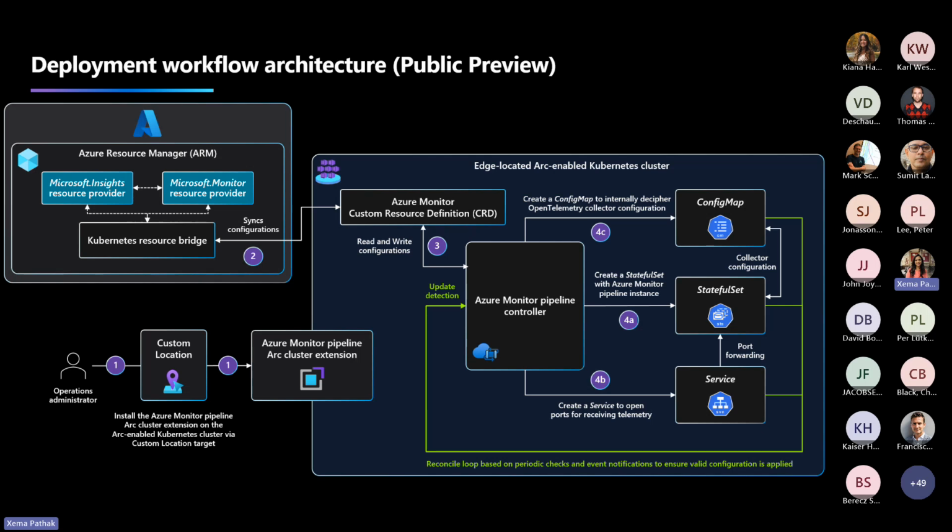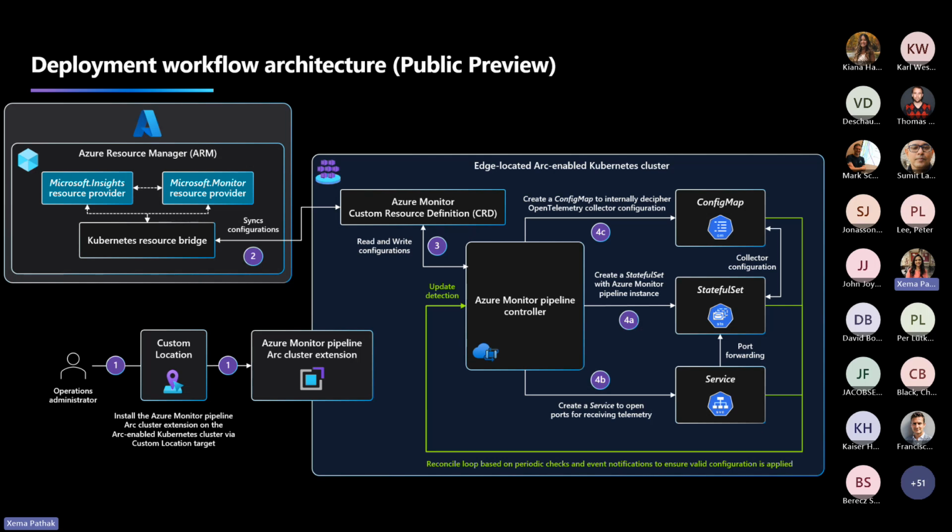Anyway, once you have this prereq in place and you initiate the deployment, first and foremost, you need to deploy the Arc extension for this. So you need to have an Arc-enabled Kubernetes cluster in your edge environments. Currently the edge pipeline can only be deployed on an Arc-enabled Kubernetes cluster as a cluster extension. Once you have the extension deployed, the Azure Monitor Pipeline Controller will create the required components like config map and the stateful set and the service so that you can open up the port. And we'll talk about all these in the subsequent slide.